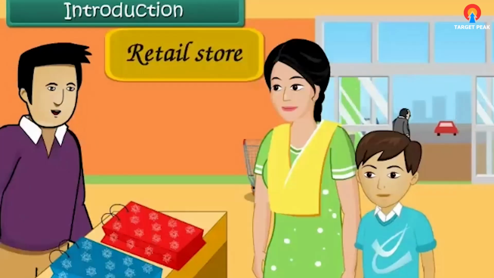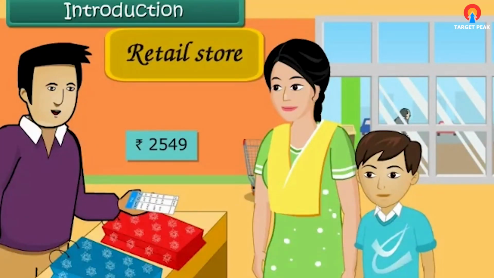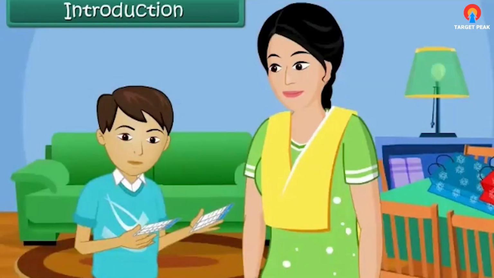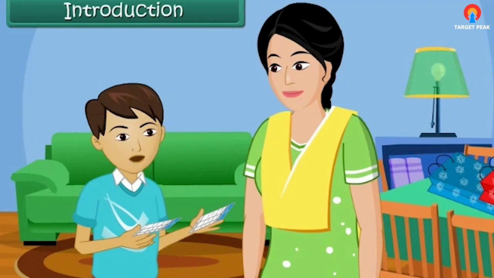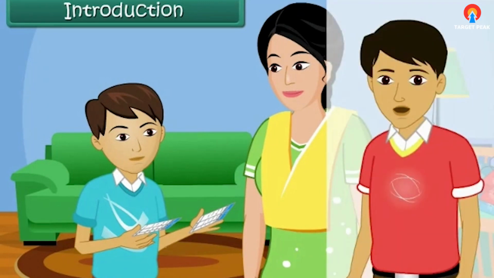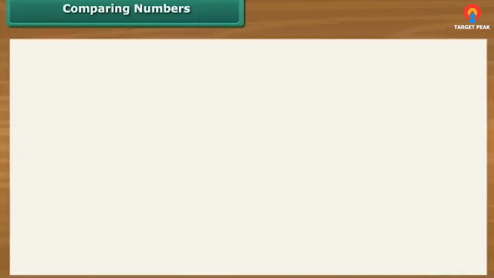Anuj bought 2 shirts for rupees 2,549. His mother bought some grocery items and the bill amounted to rupees 2,350. At home, he compared the total amount of the 2 bills. He told that his shirt's cost was more than all the grocery items. How was he able to tell? It was because he learned about large numbers. Come, we too will learn about numbers.